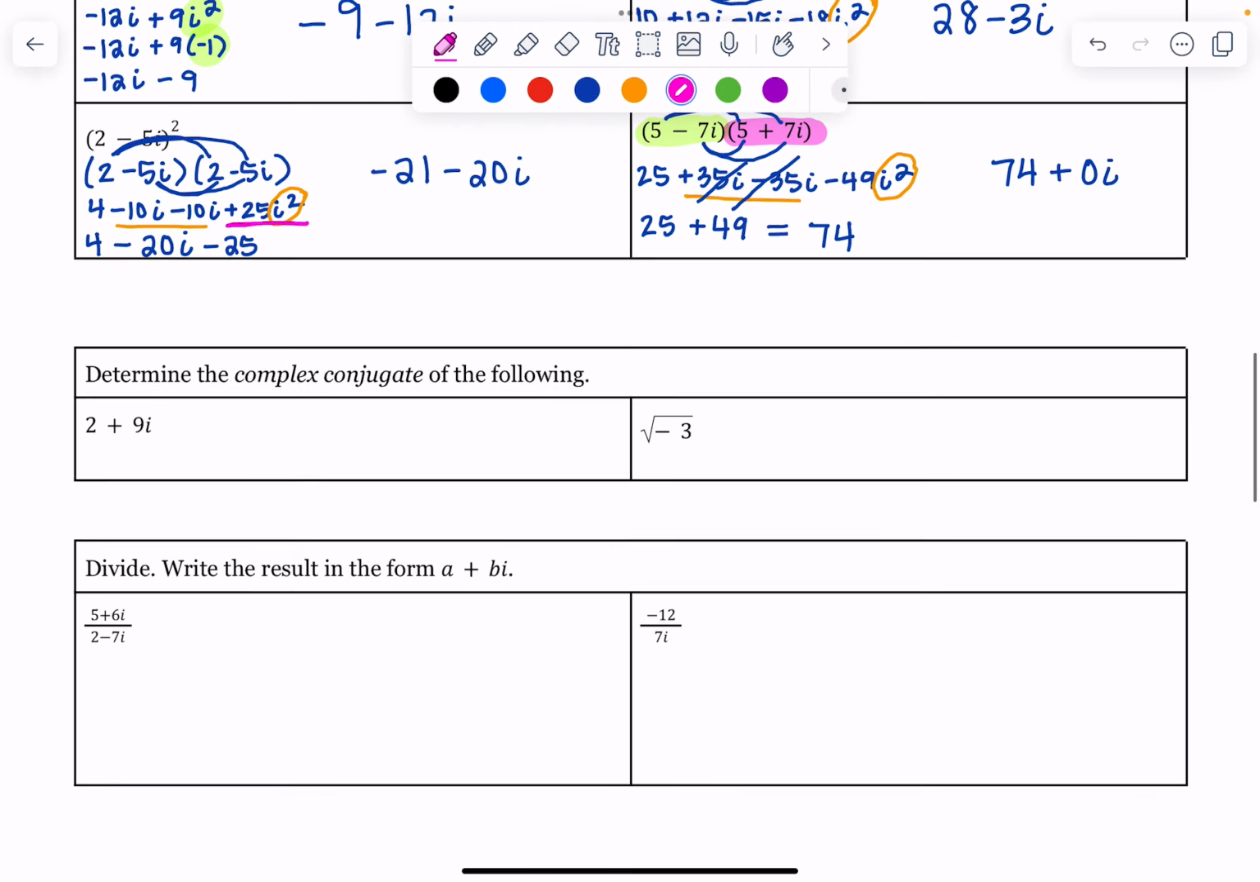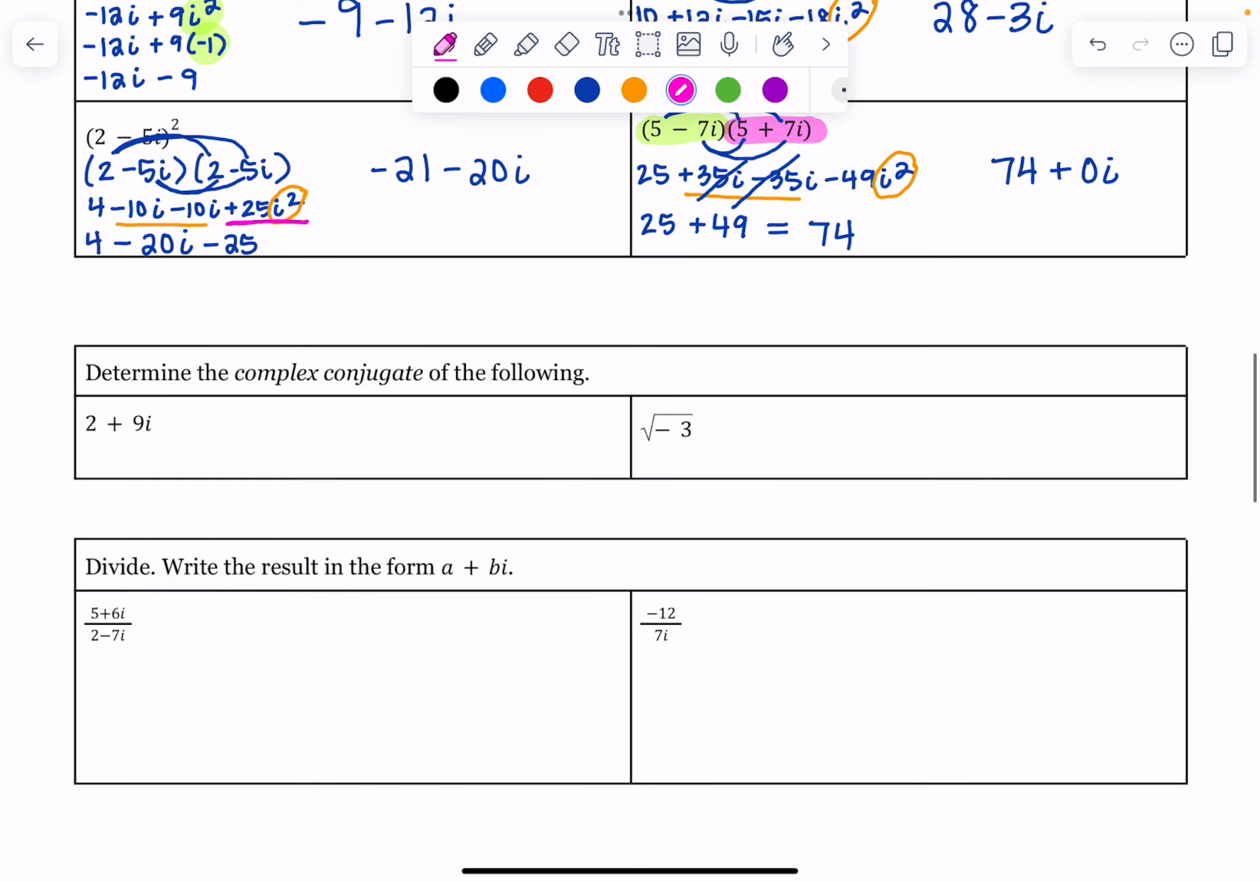And this next section says, determine the complex conjugate of the following. So if we have 2 plus 9i, the complex conjugate would be 2 minus 9i. Square root of -3 is the same thing as i square root 3. And that's a little confusing because it's not in the form a plus bi. So if we did that, a would be 0 plus bi. So the complex conjugate would be 0 minus i square root 3, or just negative i square root 3.